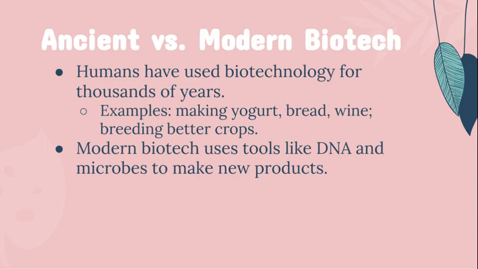So we can see ancient biotechnology, and biotechnology has been used for thousands of years. And we can see this in making yogurt, bread, wine, beer, producing better crops, breeding more competent livestock. But nowadays, we have shifted, and we can see modern biotechnology still uses and makes those things, but there is more complex biotech. So tools like DNA and microbes are used to produce new products for societies.